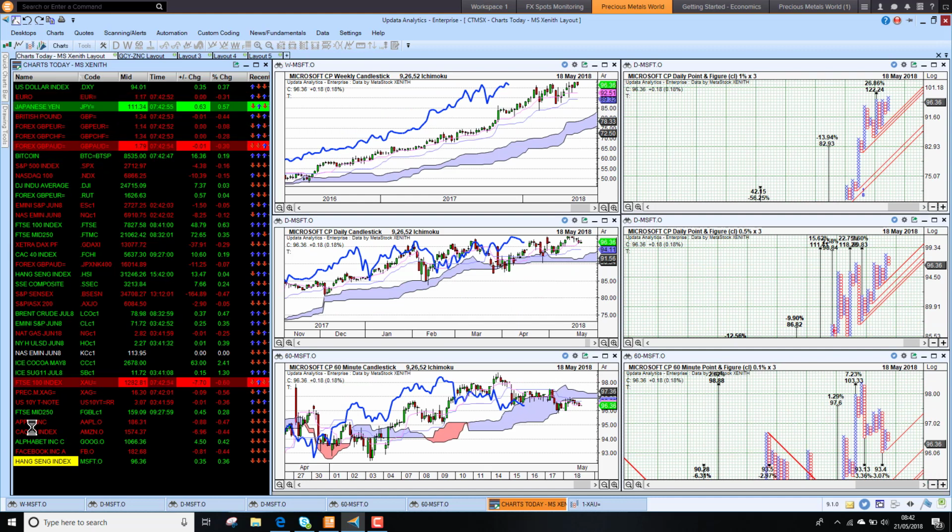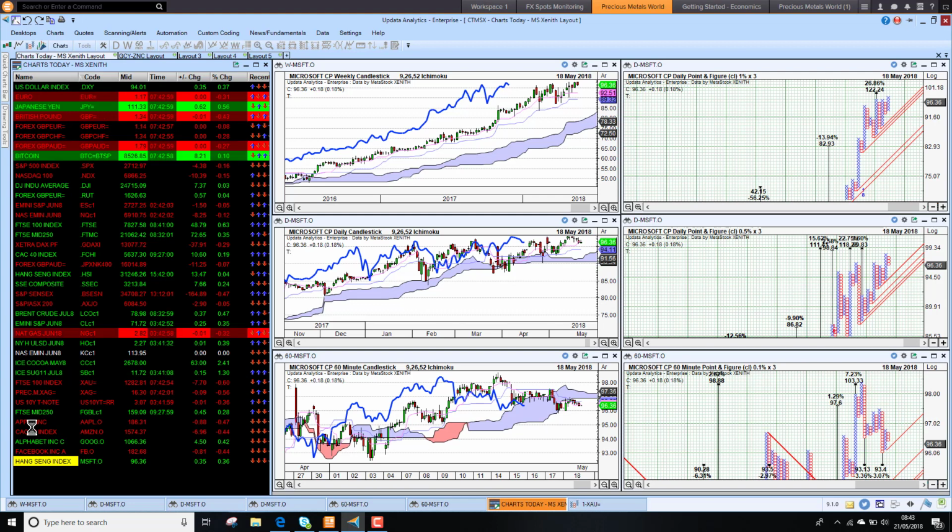And last of all, Microsoft still looking pretty good on the medium and long term charts, but just struggling short term. It was down very slightly on Friday.